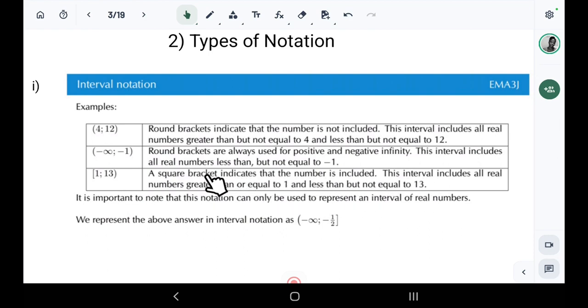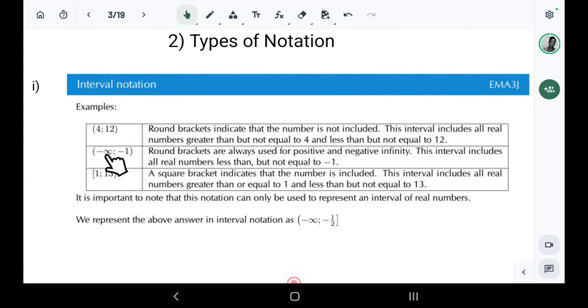Now notice also that your infinities, both the negative and positive infinity, always have round brackets, because you can never pinpoint an infinity number. It's just never ending. You can never put a pin on it. So you put round brackets to show that you can never have a definite answer there. So whenever you have an infinity, you will always have a round bracket, never a square bracket.